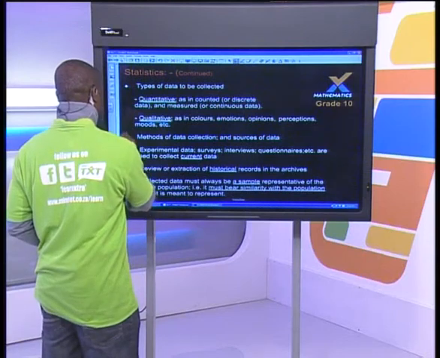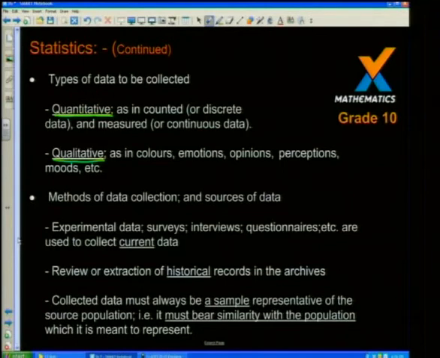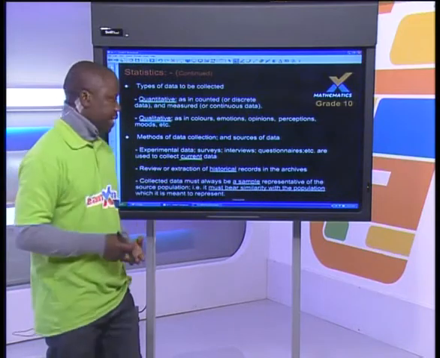All right, and the methods of data collection and the sources of data. There, basically, you can do experiments to collect data. You can do surveys, conduct interviews, and send out a questionnaire which, if it's well prepared, people will answer, and then you get a whole lot of information from which you can make decisions. That would be current data, basically, that you are collecting. Yes, you can go to archives to find information. So that becomes historical data that is in the records in the archives.